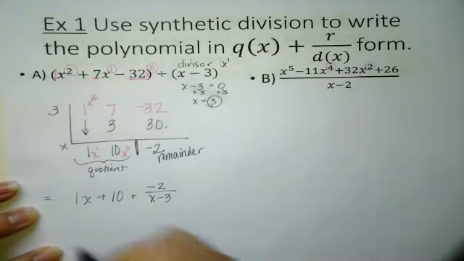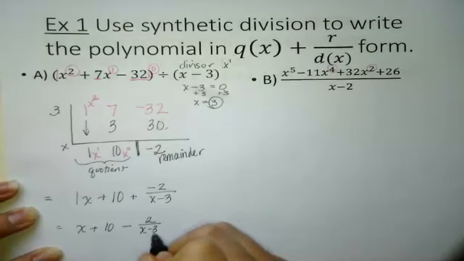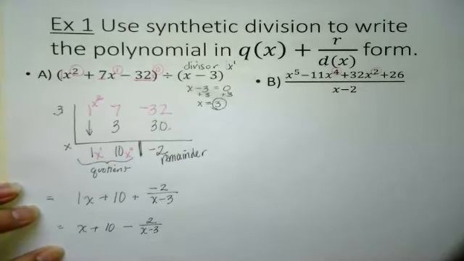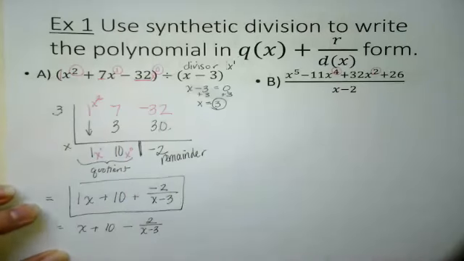And that's a great answer. An equivalent answer would be x plus 10 minus 2 over x minus 3. And either of these answers is acceptable in IXL, so I would probably just use this one.